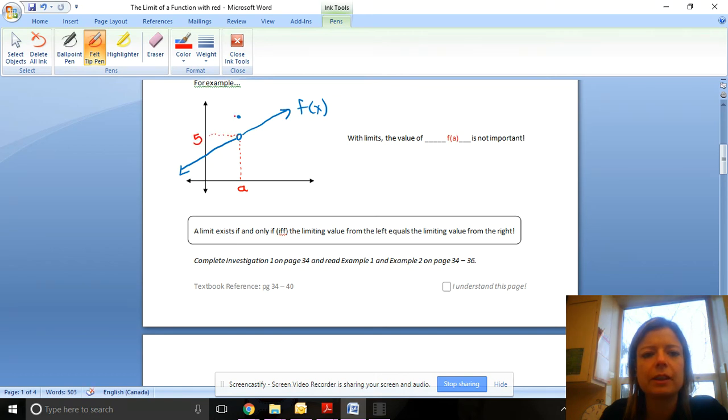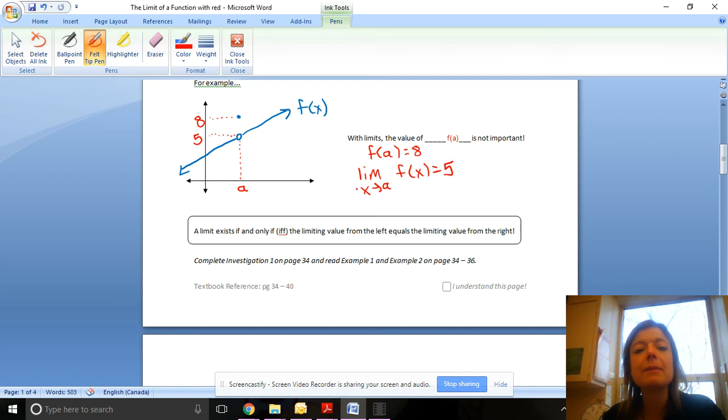So why am I showing you this example? Well, the value of f at a is not important. Notice here that f at a is actually equal to 8, because if you put a into this function, this solid dot represents what the function is equal to at a. However, the limit is actually equal to 5. So the limit as x approaches a of f at x is equal to 5 because the limit doesn't care about what actually is happening at a. The limit only cares about what's happening on either side of a.